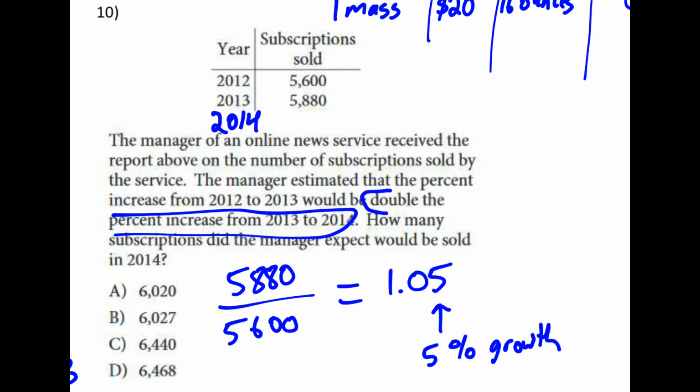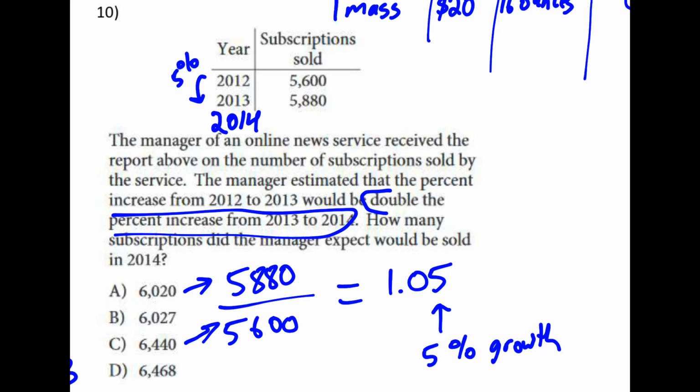Number 10 is a percentage problem. If we look at the percentage of subscriptions sold in 2013 relative to 2012, we take this new number, 5880, and divide it by the old number. We get 1.05, which shows that there's a 5% growth from 2012 to 2013.